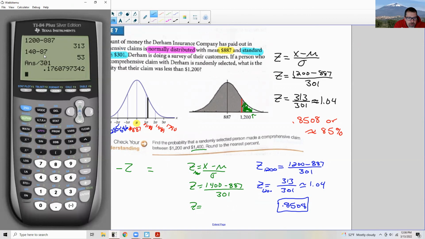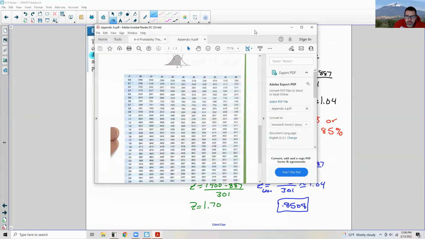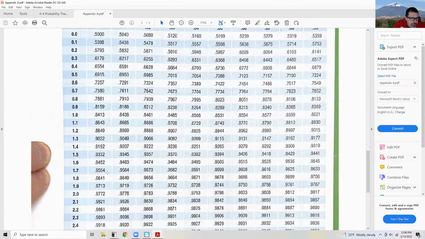1400 minus 887. Enter. Divided by 301 is 1.70. I look up 1.70 in my appendix A. 1.70 is 0.9554.